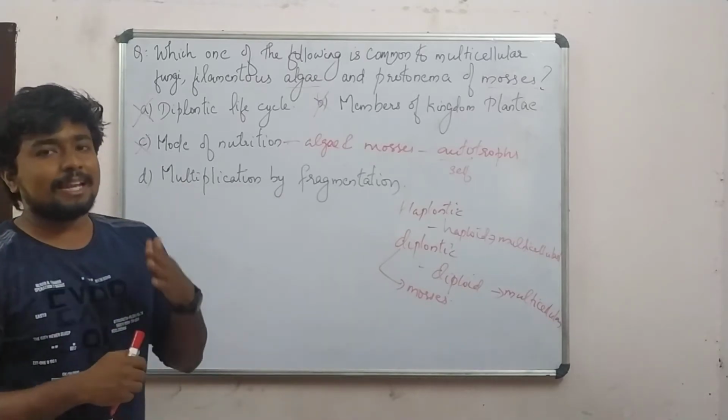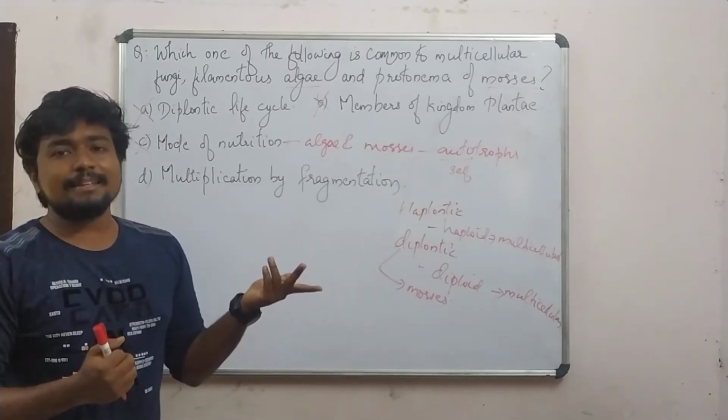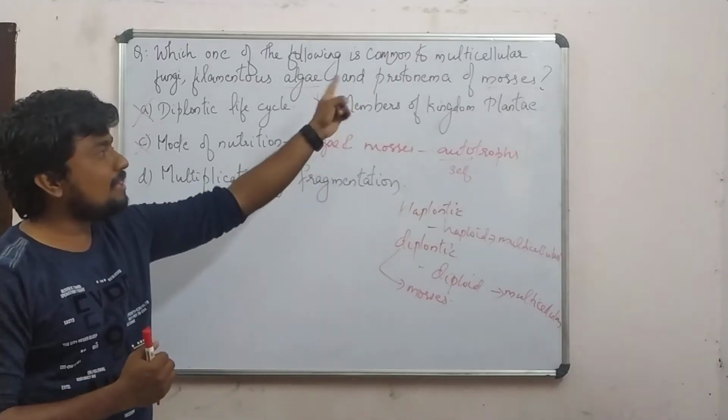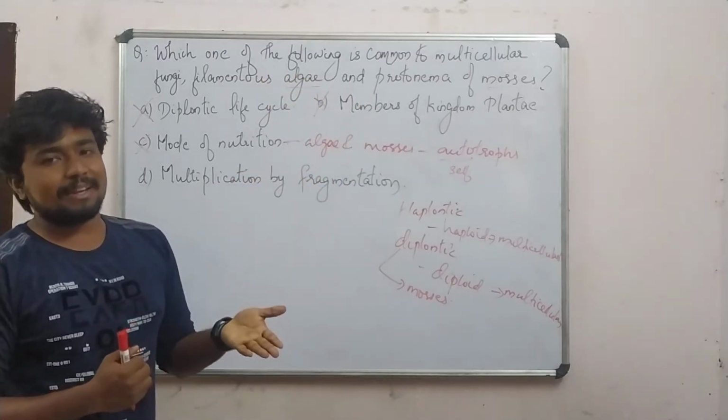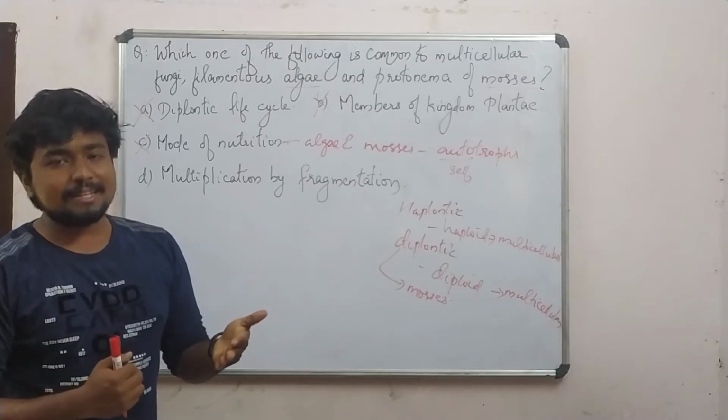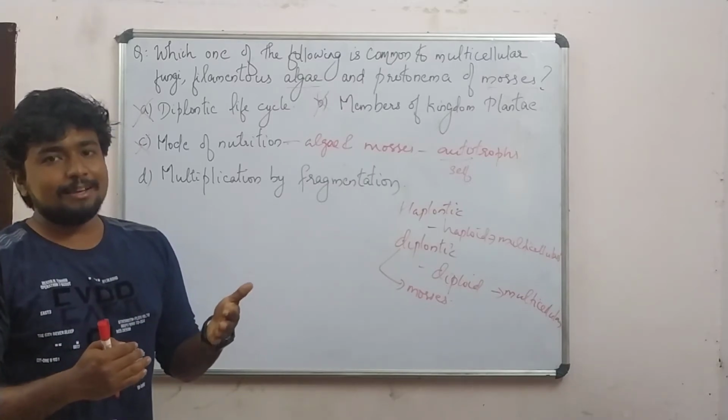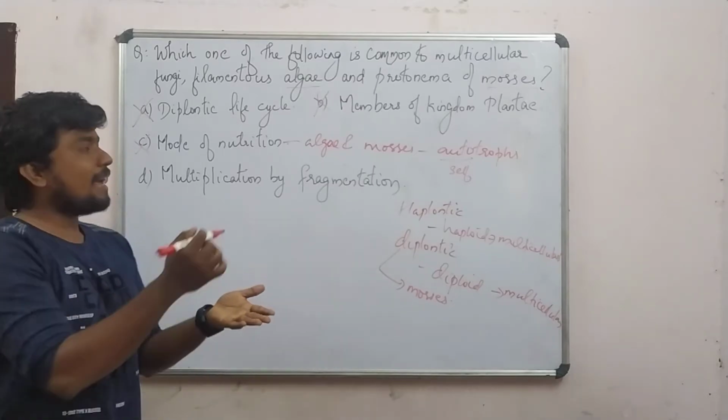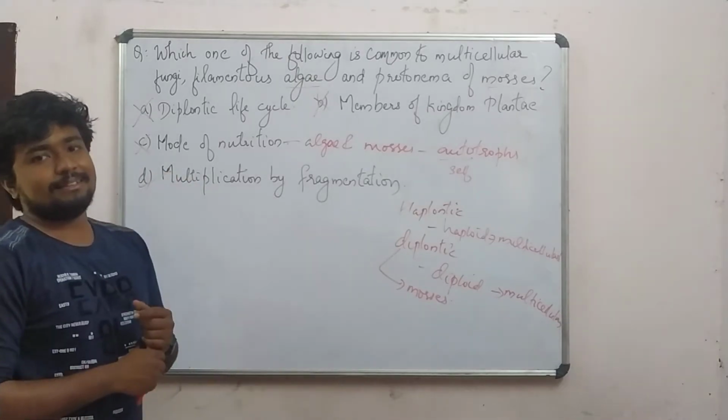So now we are left with only one option, and of course that is the right option. And we know all the 3, they multiply by fragmentation. That is, they divide into fragments, and that is the method of their reproduction. This answers your question, and this is our right option.